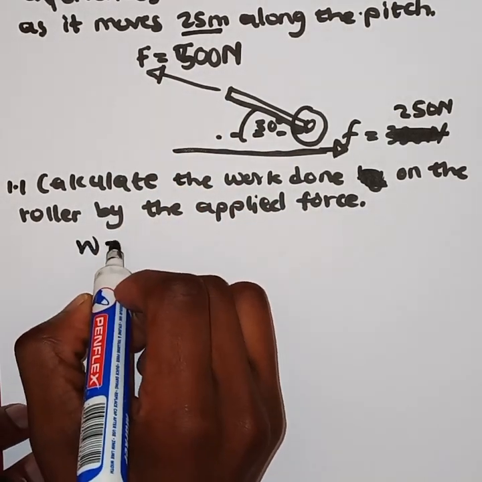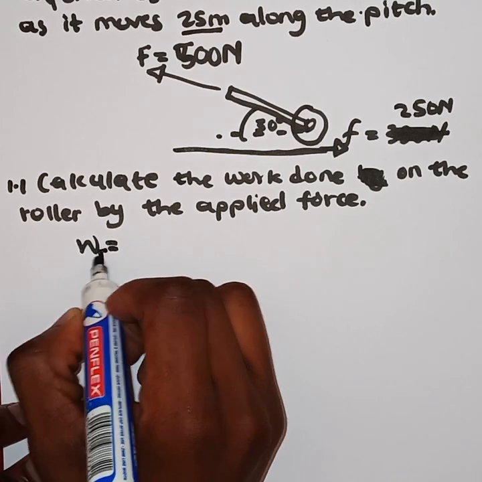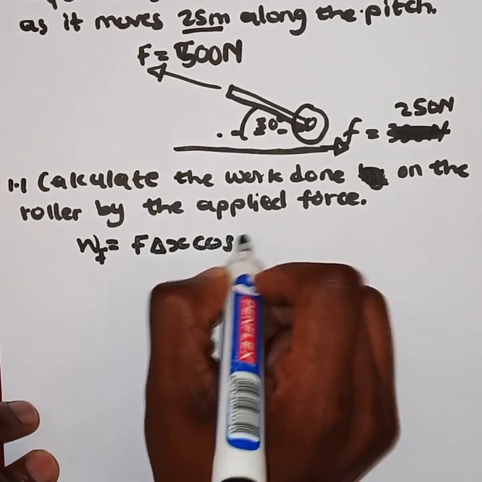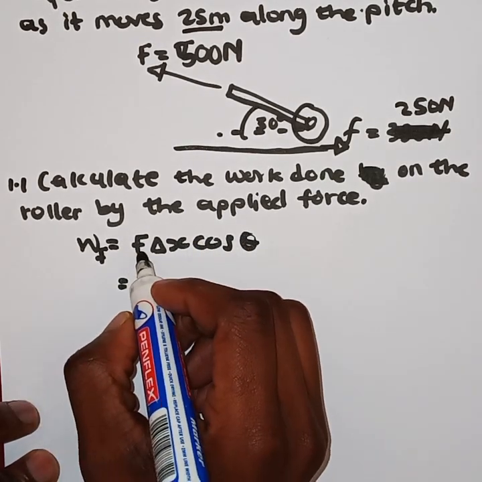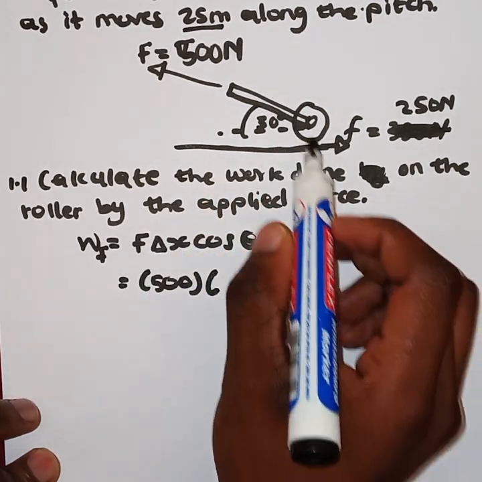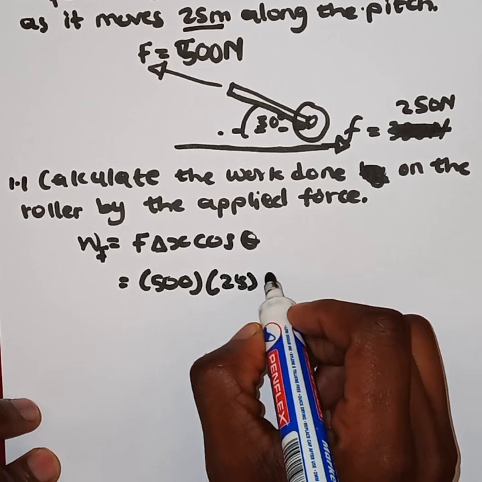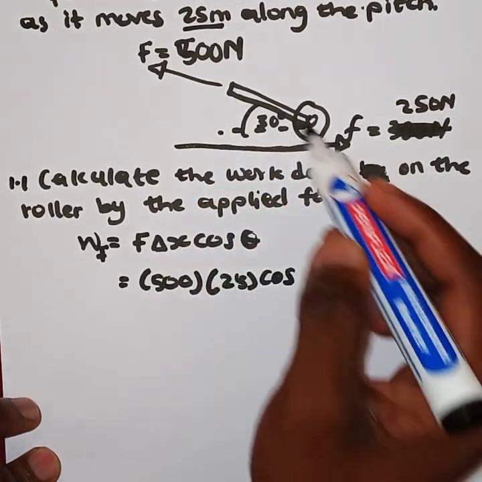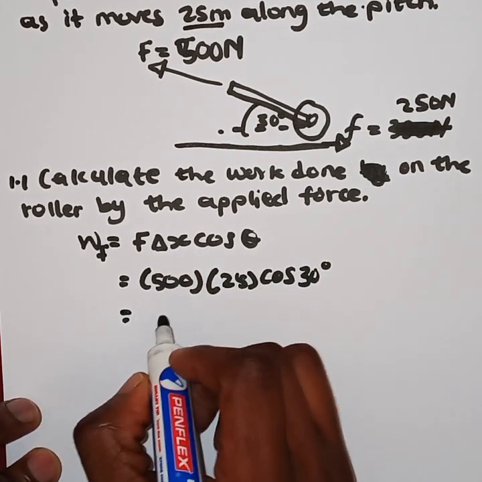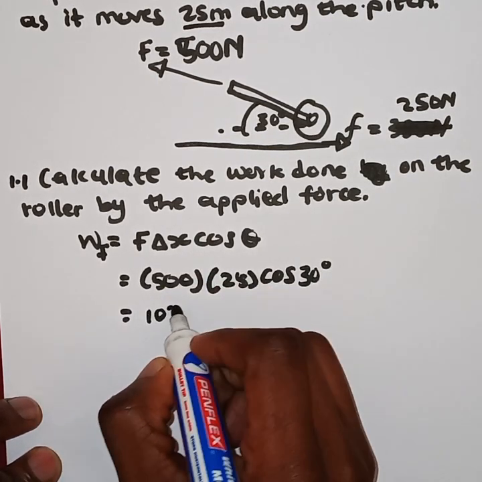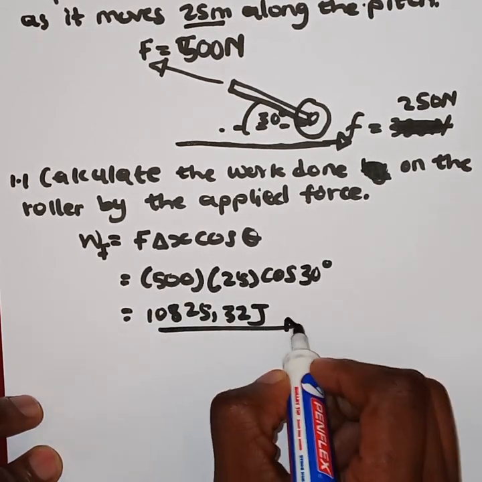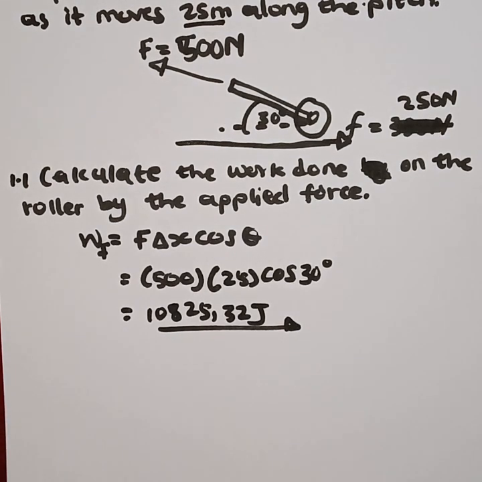We can just use our equation. So this is the applied force multiplied by delta x cos theta. Let's substitute the applied force: it's 500. The displacement here is 25, and cos of the angle between the displacement and the force, it's 30. Now if you punch correctly, you are supposed to get 10825.32 joules. So that is the work done by the applied force.